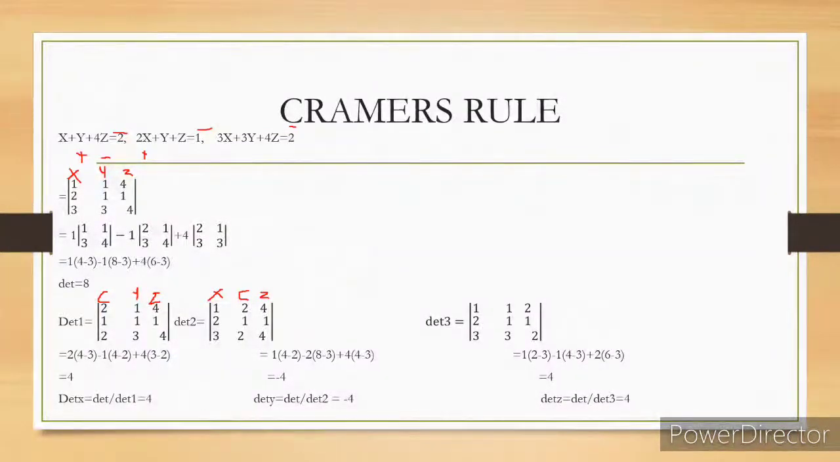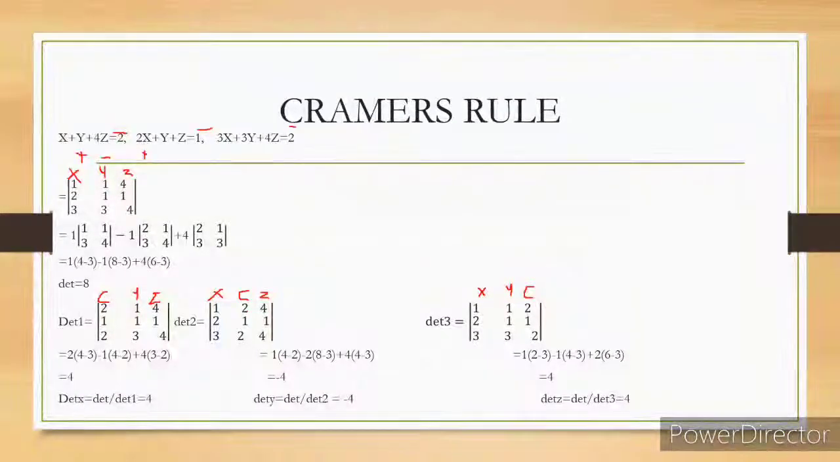Then for delta 3, meaning delta z, you have to replace the constants in the z column and replace all other numbers as they are, that is, the x and y columns will be replaced as they are. Then again solve, and you will get the answer 4.